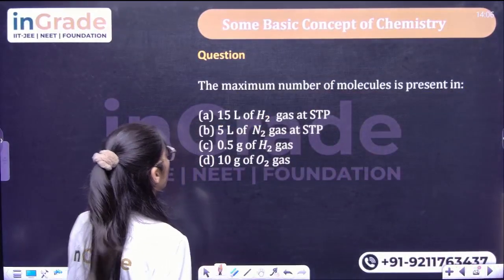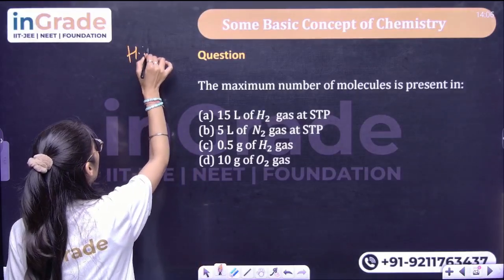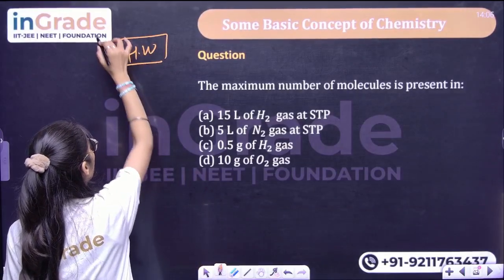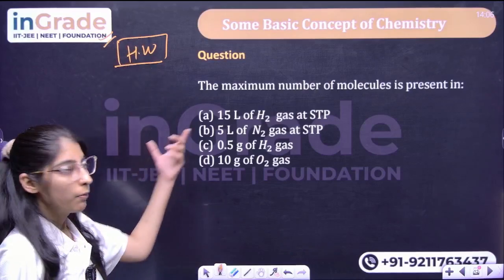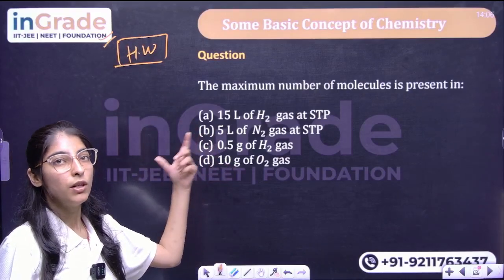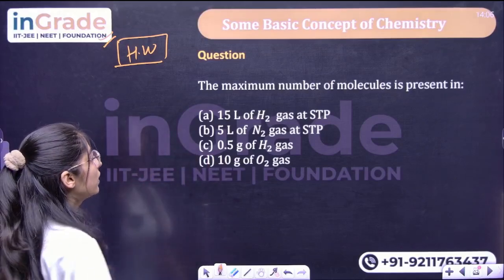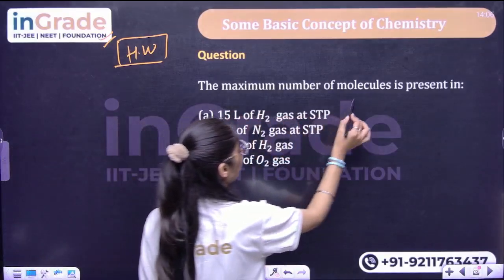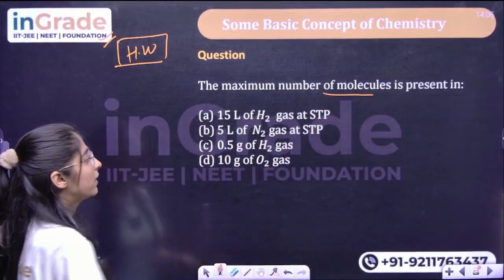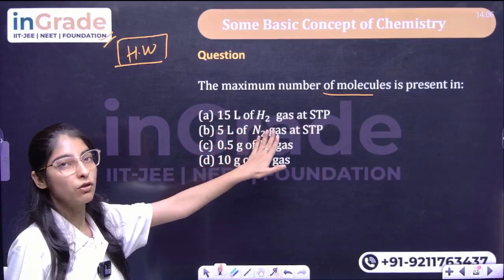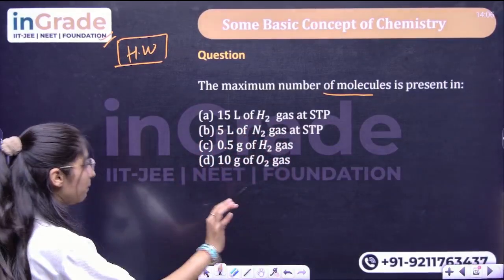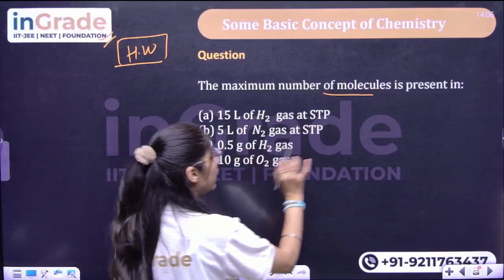This question is going to be homework for you. You are going to solve this question by yourself. I am going to explain the question. Simply you have to find the right solution, which says: the maximum number of molecules that is present in 50 liter of H2 gas at STP. Simply you are going to apply... I am writing, just wait.